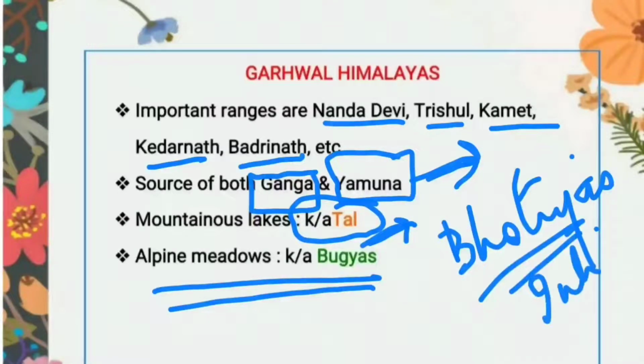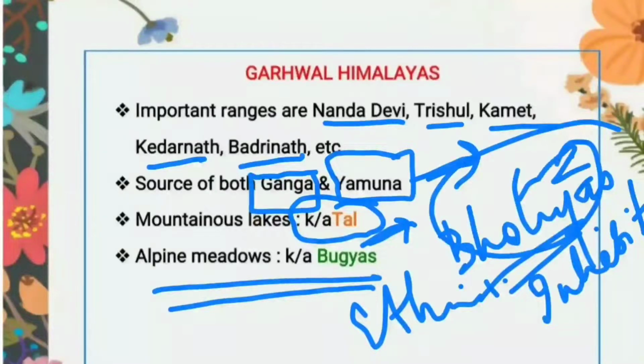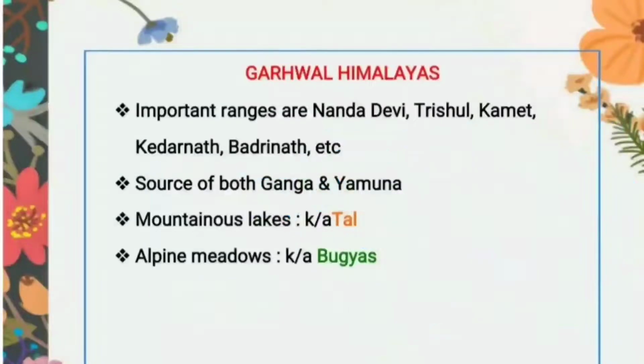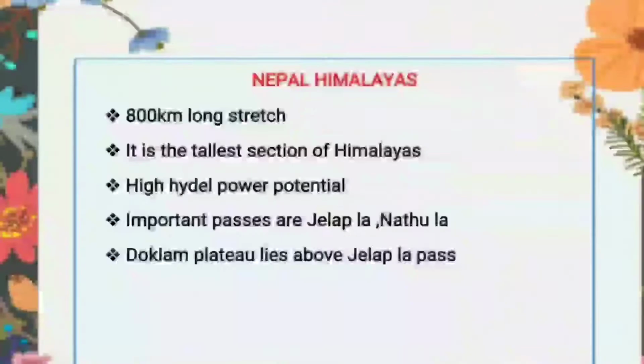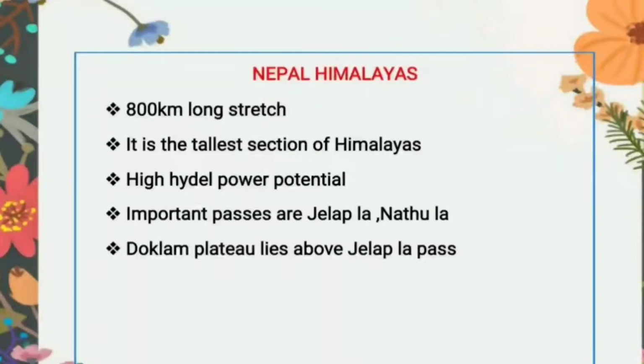So these were the inhabitants, or you can say the ethnics of that area. They are known by the name of the Bhotiyas. Fine. Moving forward towards the Nepal Himalayas, their stretch is around 800 kilometers long, and they are the tallest section of the Himalayas. That means the Nepal Himalayas are among the tallest ranges of Himalaya, and that is why you'll find the top 10 highest peaks in the Nepal Himalaya region.